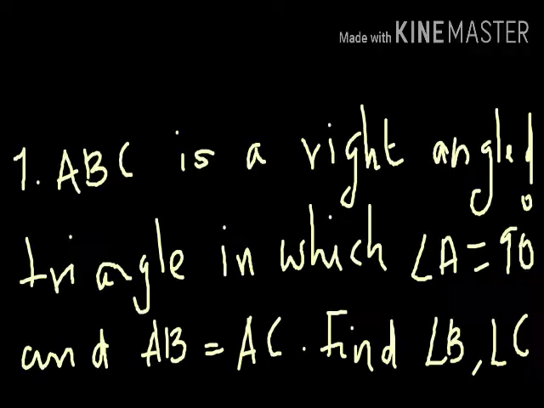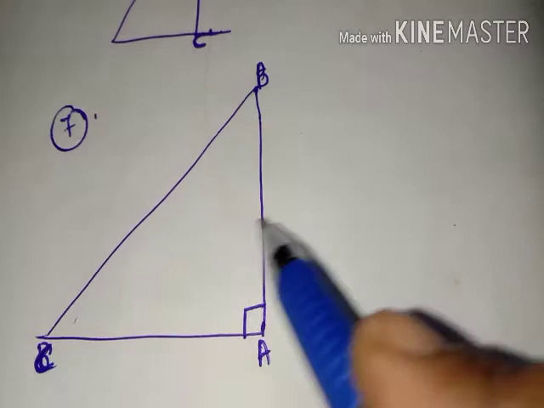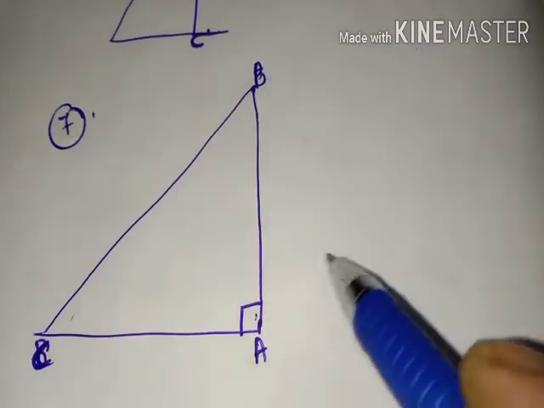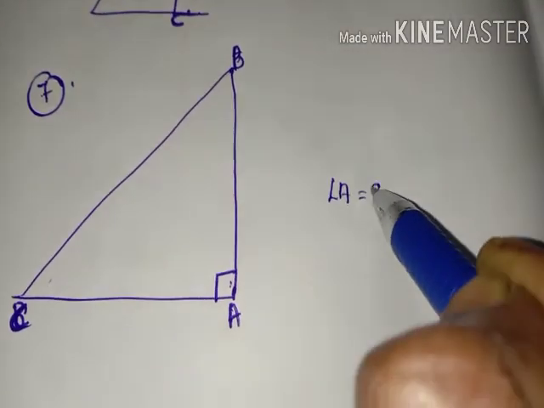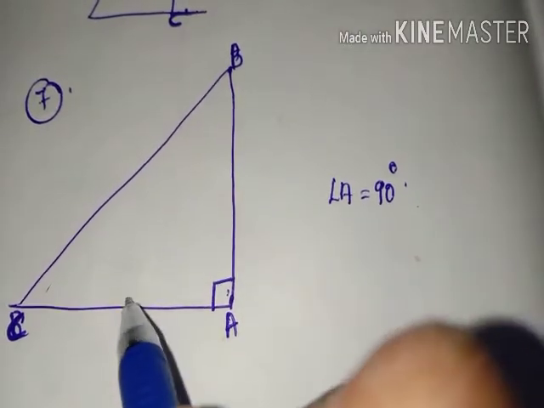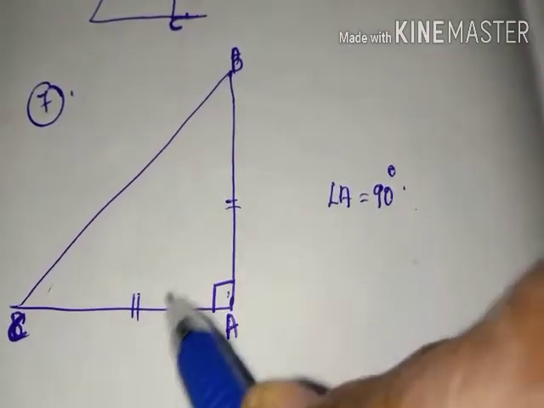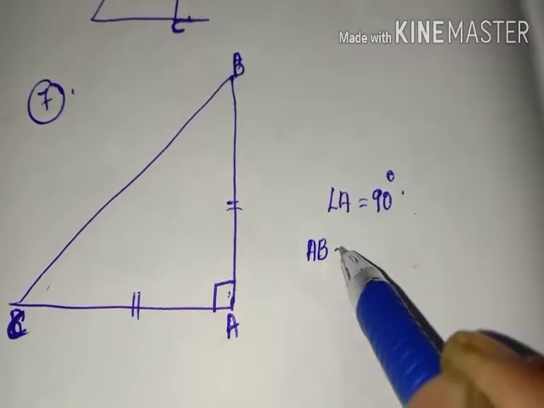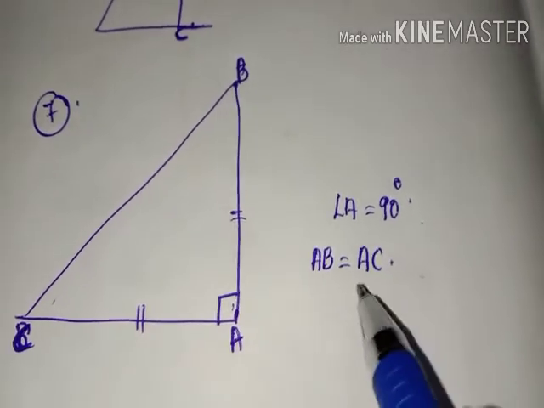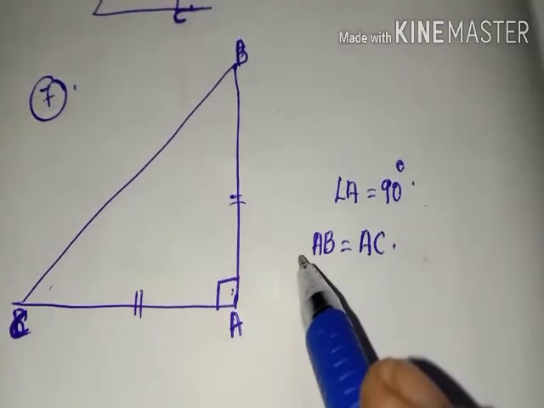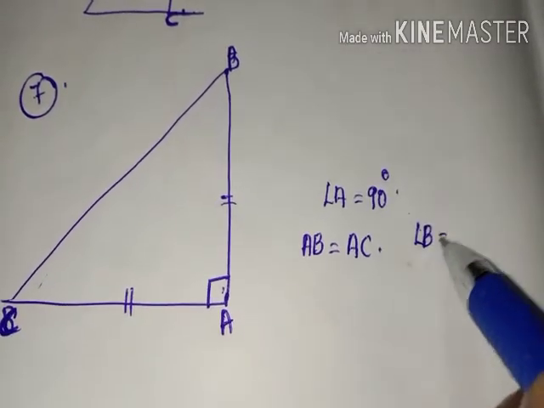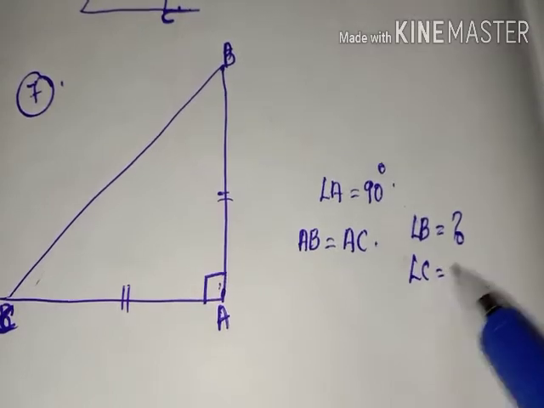Now question number 7. ABC is a right angle triangle in which angle A equal to 90 degree. We have to find angle B and angle C. Okay. Let's see, we have a right angle triangle. Right angle at A means angle A equal to 90 degree. So isosceles means two sides are equal. Here AB and AC are equal. And our aim is to find what is angle B and what is angle C.